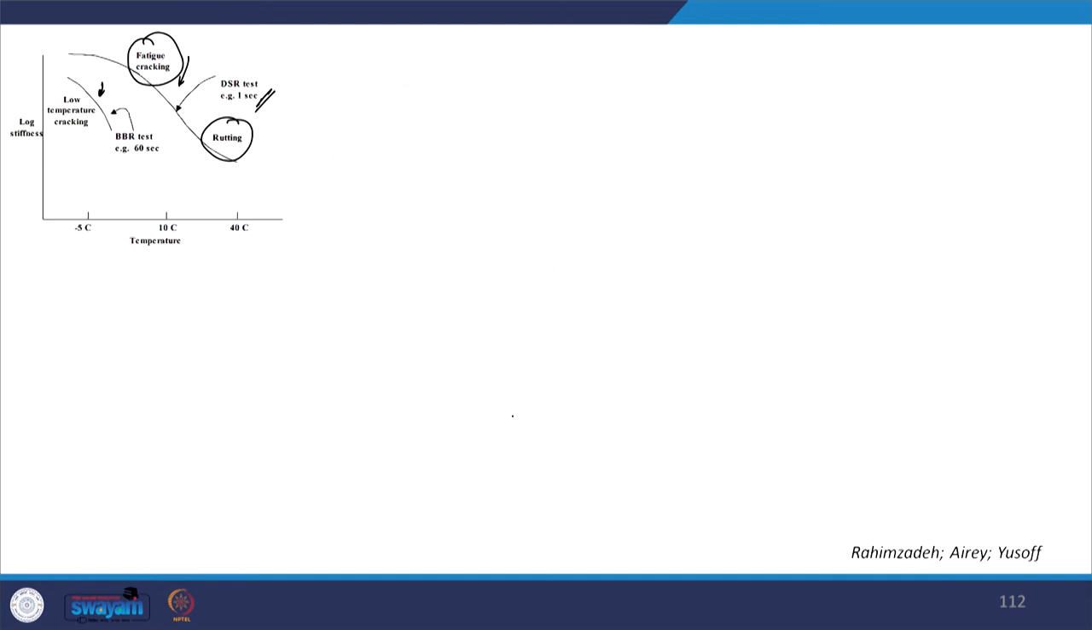Before we see the isothermal plot, let us look at some comments related to the isochronal plot. As I said, this isochronal plot can also be used to assess the temperature susceptibility. Here, temperature susceptibility can simply be represented by the slope of this particular curve. If you have multiple bitumens with different variations, something like this, something like this, you can understand how the rate of change of property with temperature differs at different temperatures, and accordingly the selection of an appropriate bitumen can be made.